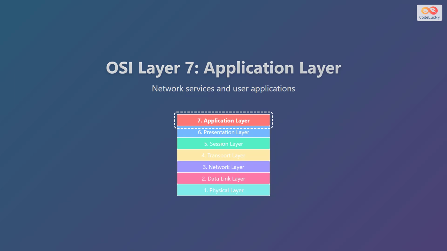Welcome. Today we are diving into the application layer, which is layer 7 of the Open Systems Interconnection, or OSI model. The application layer is all about network services and user applications. It is the layer that users interact with directly.